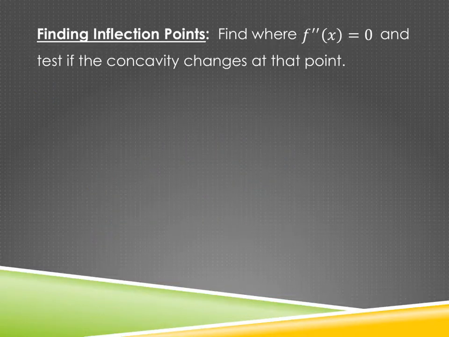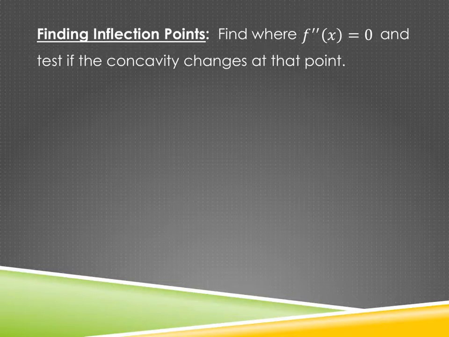So let's talk about how we actually go about finding inflection points then. To find an inflection point, you will find where the second derivative equals 0. Now, just because the second derivative equals 0 doesn't mean it has to be an inflection point. It means it could be. It's kind of like when we found where the first derivative equals 0. It doesn't have to be a relative extrema, a max or a min, but it could be. It's the testing point. It's the location where it might occur.